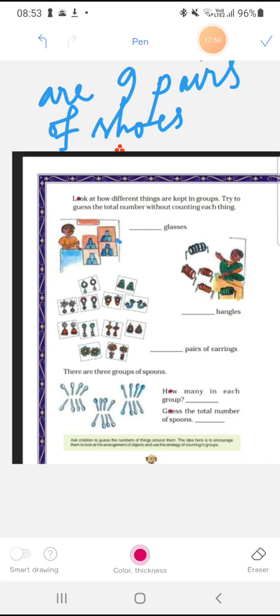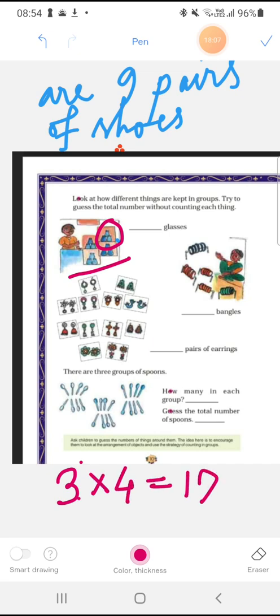So here we can see in one group 3 are there. So how many groups are there? 4 groups are there. So how will we find out? In one group 3 are there. So how many will be there in 4 groups? It will be 12. So the first answer will be 12 for you. With a pencil you will write it down in your copies.